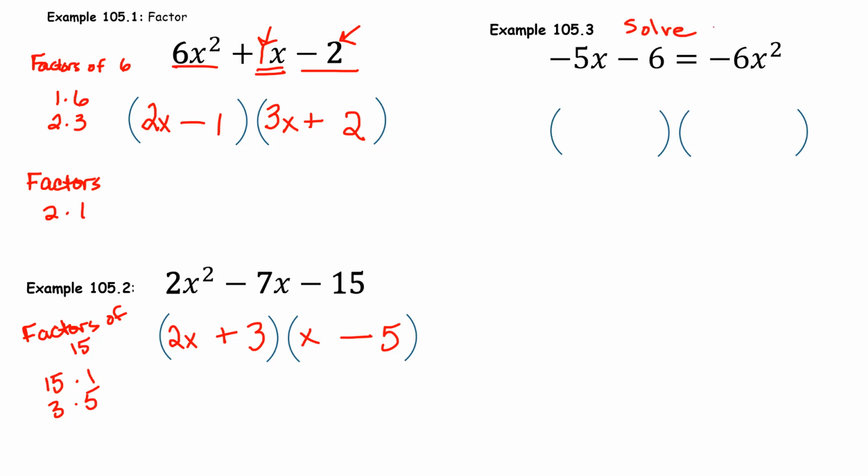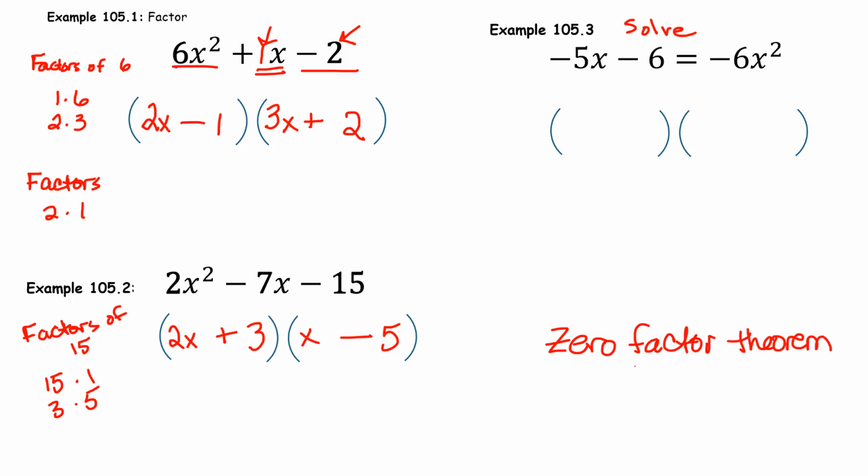So for 105.3, I want to solve this equation. In the other two, I was just factoring two expressions. It wasn't an equation. But now I want to solve this equation. And of course, when you want to solve a quadratic equation, you use factoring by getting everything on one side of the equation and having 0 on the other side. And we do that because of the zero factor theorem.